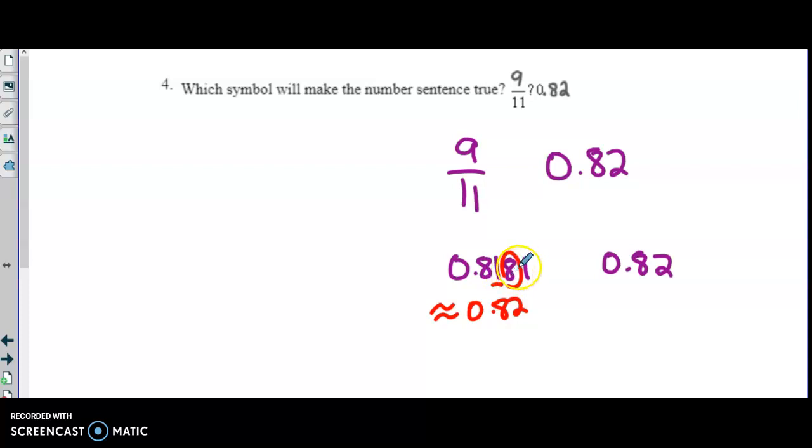0.8181 is less than 0.82. If you think about money, if you had 81 cents or 82 cents, 82 is bigger. And when we do inequality symbols, we want the alligator mouth to eat the bigger number. So we are going to use that symbol.